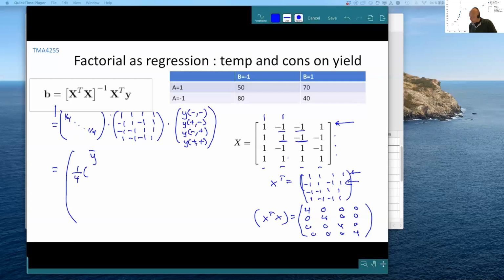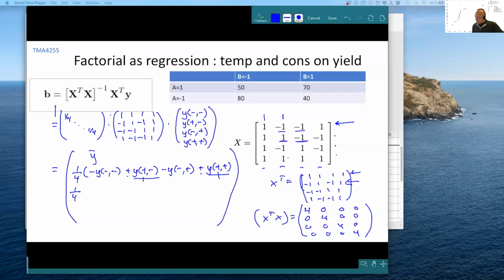and then we have minus for the first one, and then plus for the next, and then minus for the next, and for the last one we get a plus. The plus and minus structure here is exactly what we need to get average high. So we see A is plus when you have the plus sign. And we get the same for the B effect.